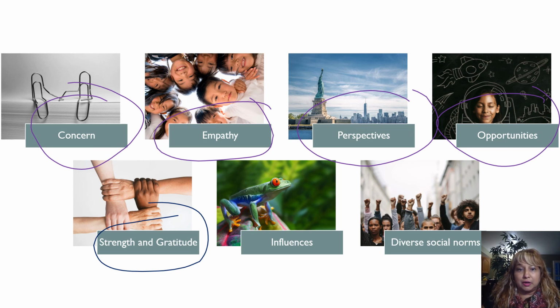The last couple are understanding the influences of organizations and systems on behavior. This red-eye tree frog has incredible physical adaptations. And as individuals, we may not have physical adaptations, but we do learn how to adapt to our surrounding systems, or vice versa. And then the last one is being able to look at diverse social norms. This is the last one here.